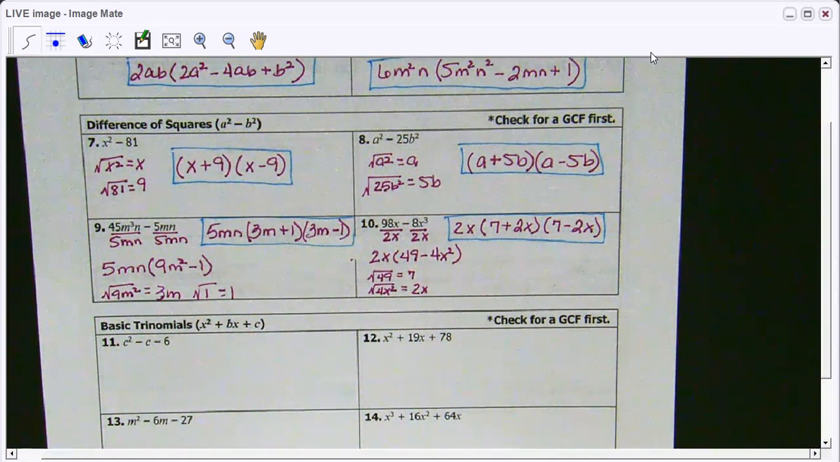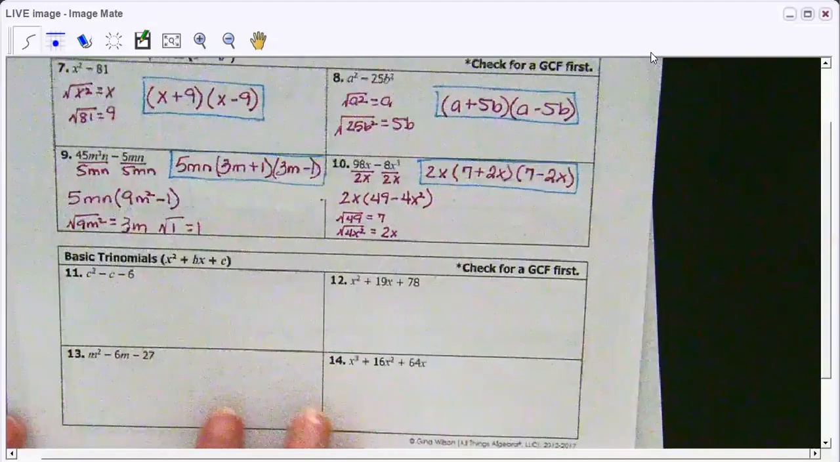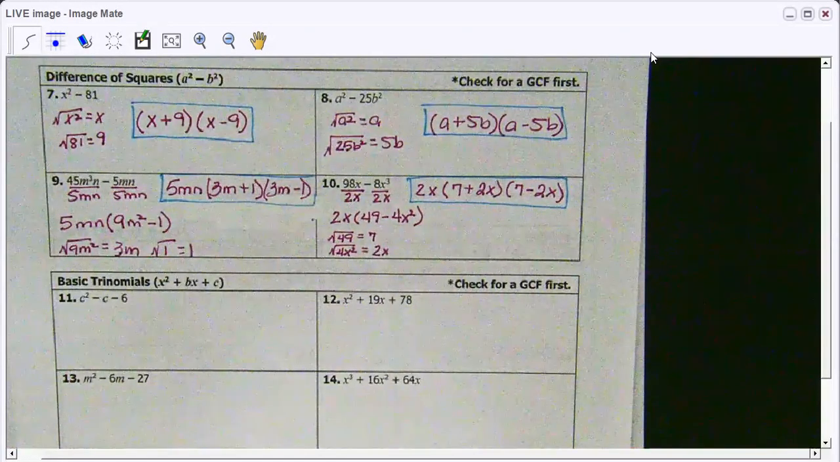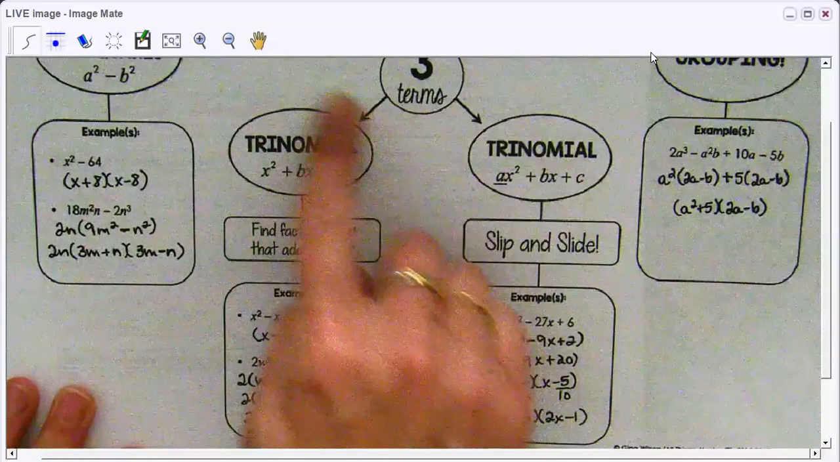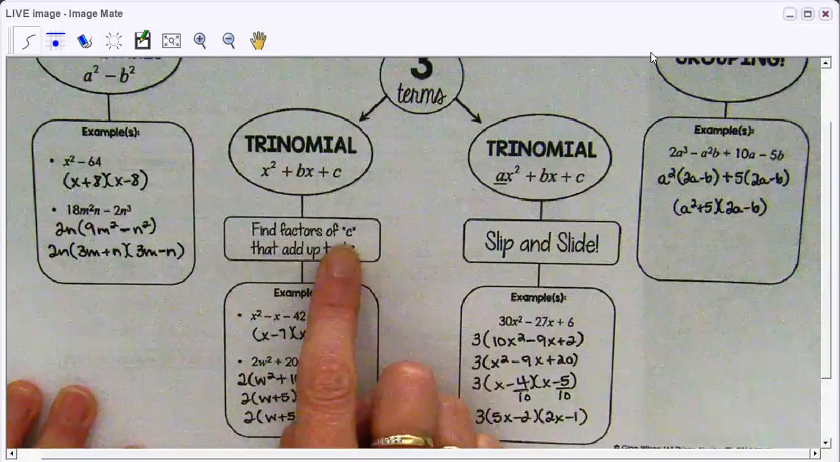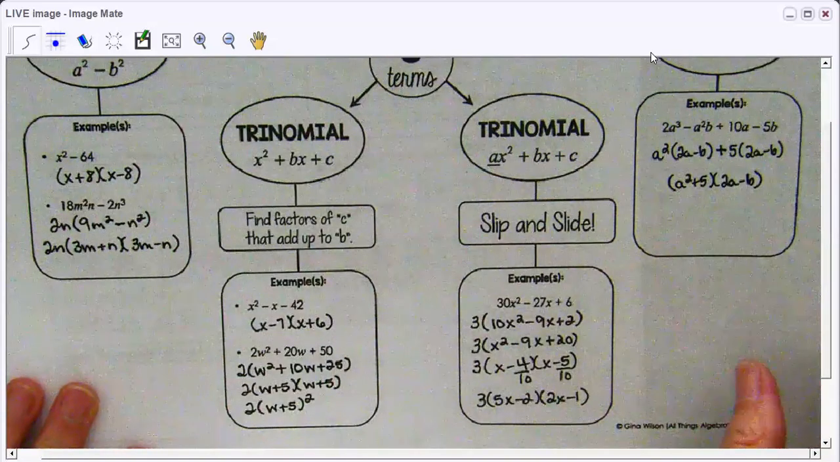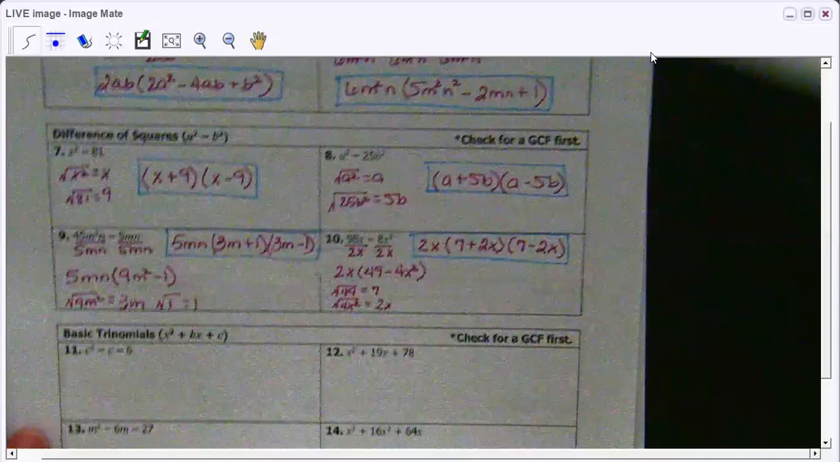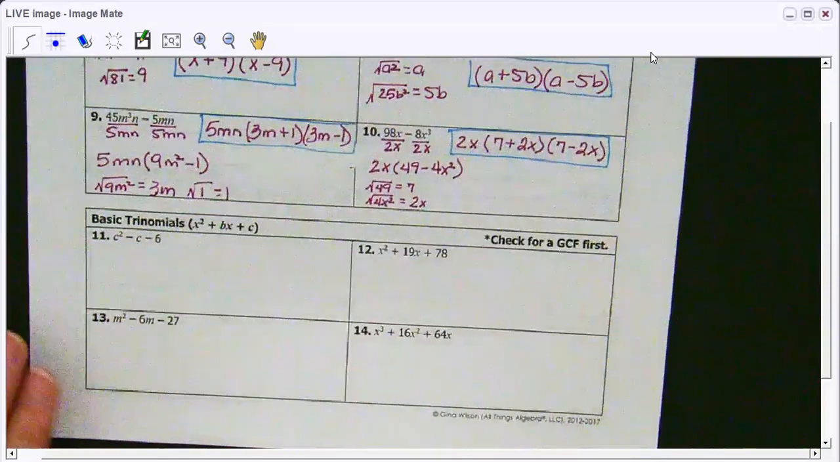Okay, so we've done 2. We've just factored out the GCF. We've done the difference of 2 squares, or the difference of squares. And now we're just going to do basic trinomial. And I believe this one has 6 problems, 4 on the front, 2 on the back. And if you go to the front, where our graphic organizer is, it's this basic trinomial here where you find factors of C that add up to B. So you could use this right here as an example. Okay. So go ahead and work on 11 through 16. And if you have any questions, let me know.